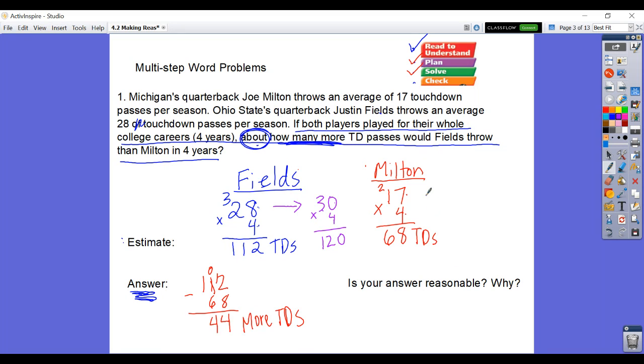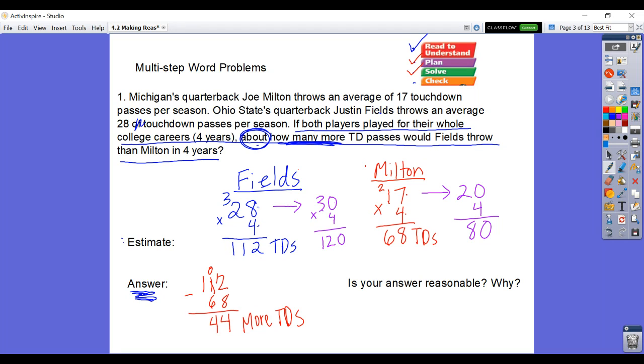Okay, now let's do an estimate for Milton. Instead of 17, what number might you want to work with? Were you thinking 20? Me too. And then 4, single digit number, that's fine. I can work with that for now. So 20 times 4, you can do quickly in your head, you know, is 80.